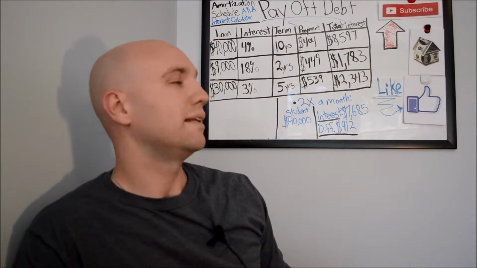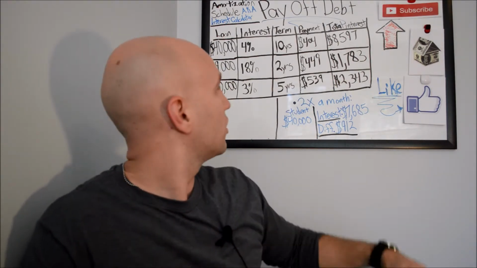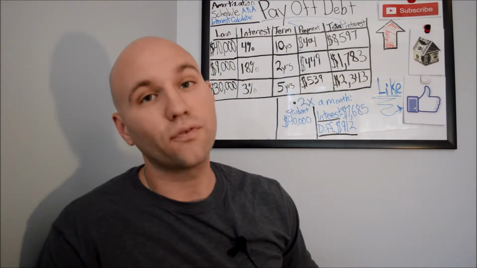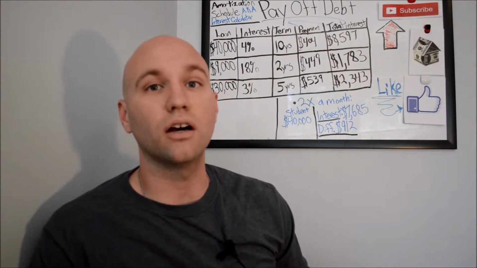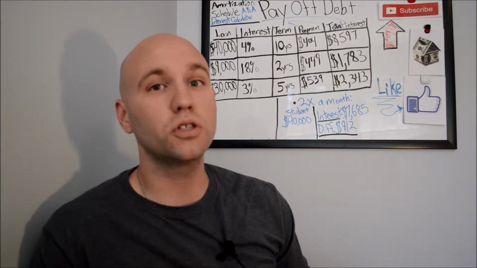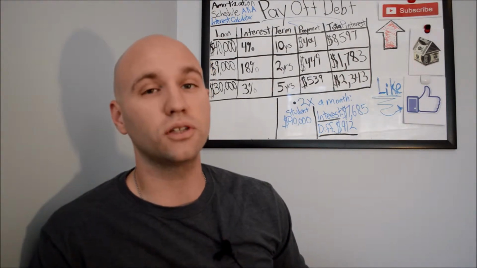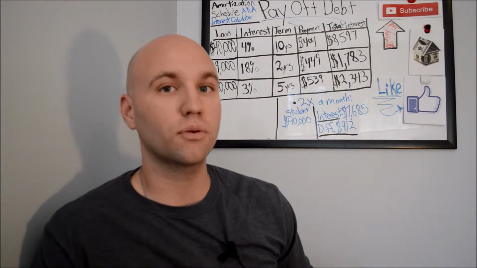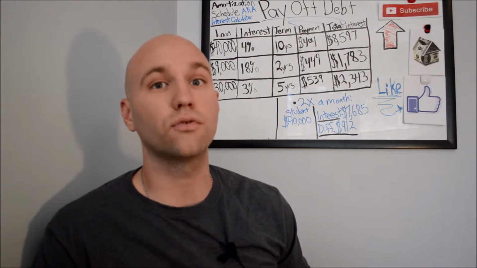So this payment is pretty common for what you're going to see for different student loans for paying them back over time. Now, over the course of that 10-year loan, you are paying $8,597 of interest to that loan company. So that is a huge amount of interest. There's a few things that you can do to knock down this interest, which we're going to talk about here in just a few minutes.